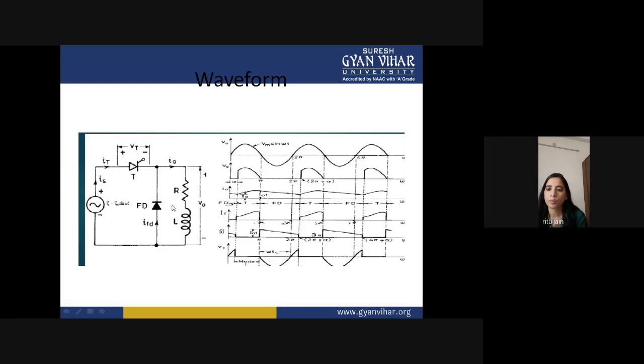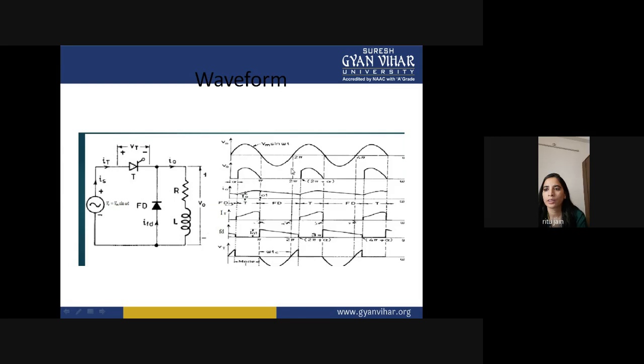The inductor behaves like a source and a negative voltage appears here, so this diode becomes forward biased and the current will start to flow through this circuit: the freewheeling diode, resistance and this inductance. So you can see over here that in the negative half cycle, you are getting the output current.